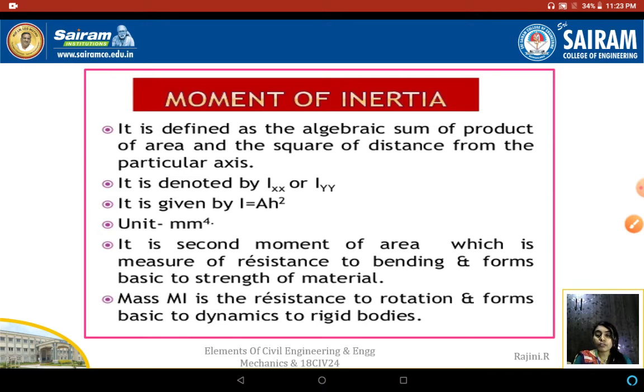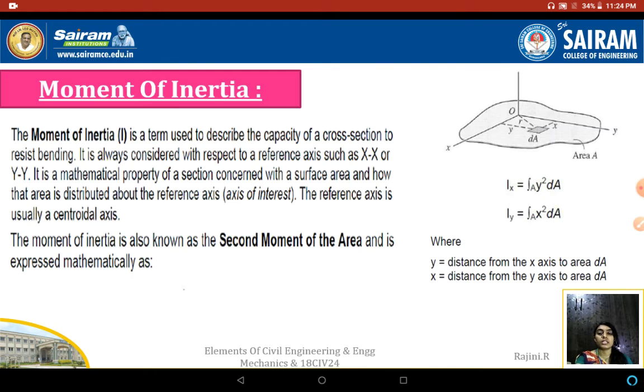The unit of moment of inertia is mm to the power of 4, because it is area into h square. It is the second moment of area, which is a measure of resistance to bending and forms the basis for strength of materials. This is very much important while constructing, to measure the resistance to bending. Mass moment of inertia is the resistance to rotation and forms the basis for the dynamics of rigid bodies.